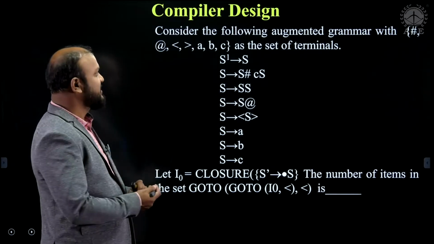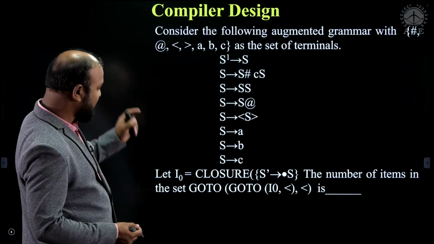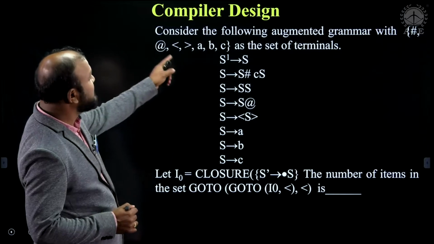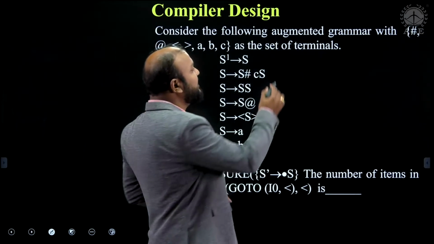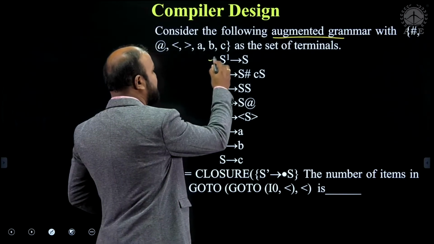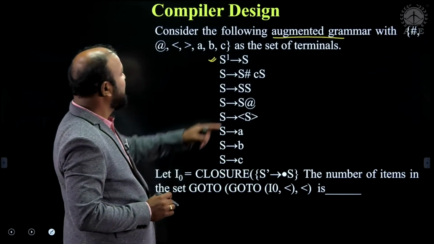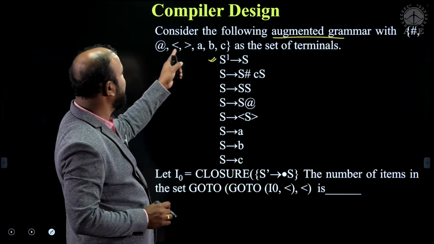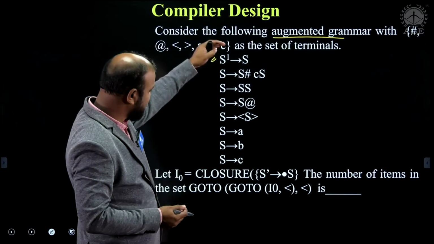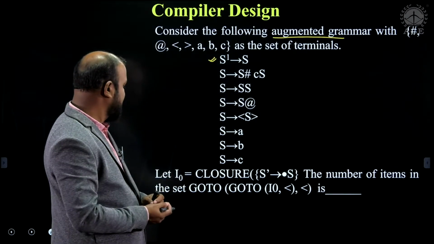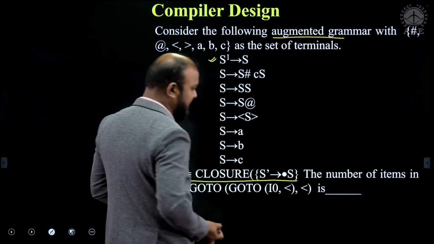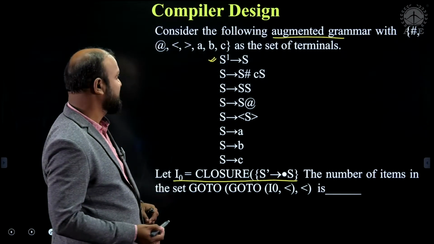Coming to the first question, this question is based on LR(0) items. Consider the following augmented grammar. Grammar is augmented with the production S' tends to S with hash, and A, B, C as a set of terminals, and these are the grammar productions. Let I0 be the closure of S' tends to dot S.